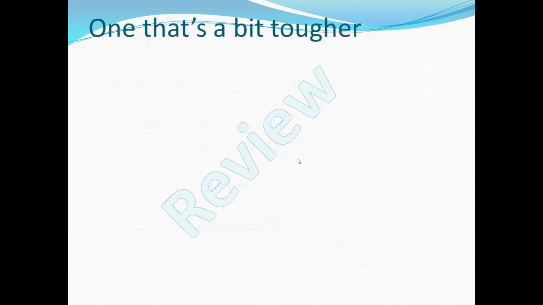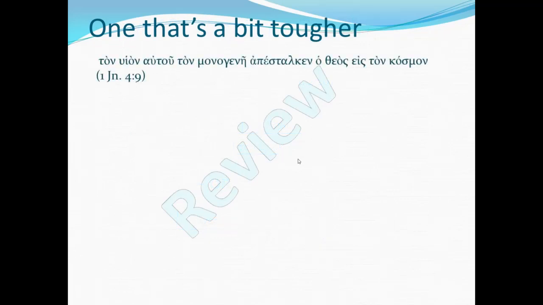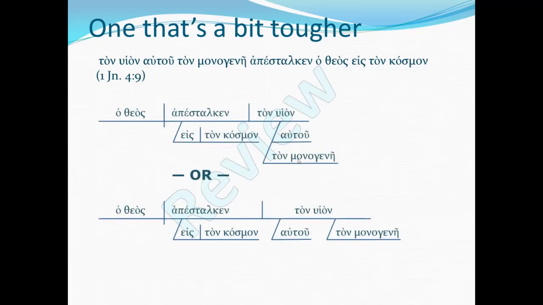Then we went on to one that was a little tougher. You have to admit that last sentence was quite simple. His Son, the only begotten, God sent into the world. And here the word order of the Greek is considerably different than what we would do in English. The direct object comes first. You see ton huion in the accusative case, so it's not the subject of the clause. And here are 2 ways that this could be diagrammed.